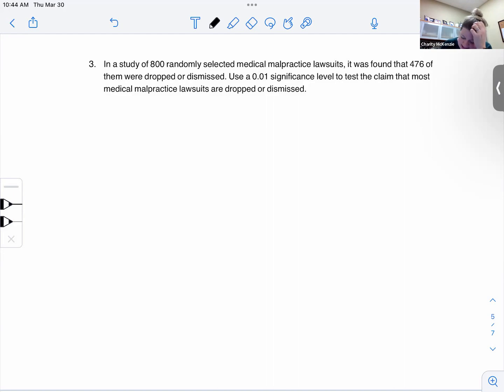So let's think about our proportion. I have 476 out of 800. Just thinking that through, 476 divided by 800 is about 0.595. And then it says to test the claim that most medical malpractice lawsuits are dropped or dismissed. How do we test the claim?